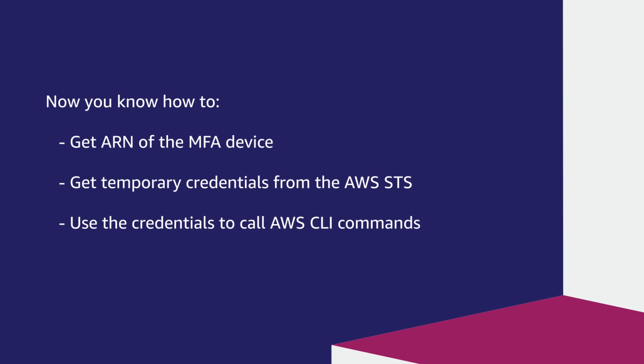And now, you know how to use an MFA token to authenticate access to AWS resources through the AWS CLI with three steps. First, by getting the ARN of the MFA device, then by using the AWS STS get-session-token command to get temporary credentials, and finally, by calling the AWS CLI command with the temporary credentials.